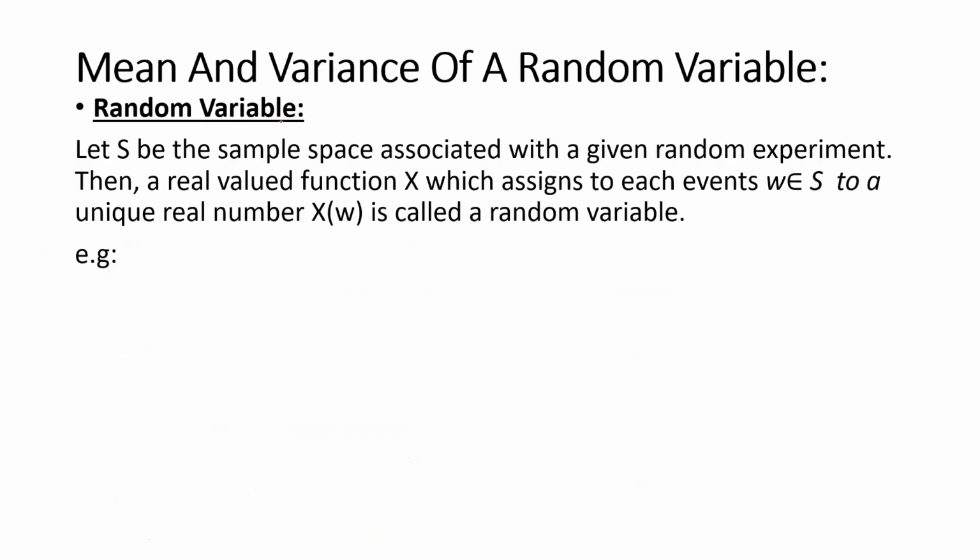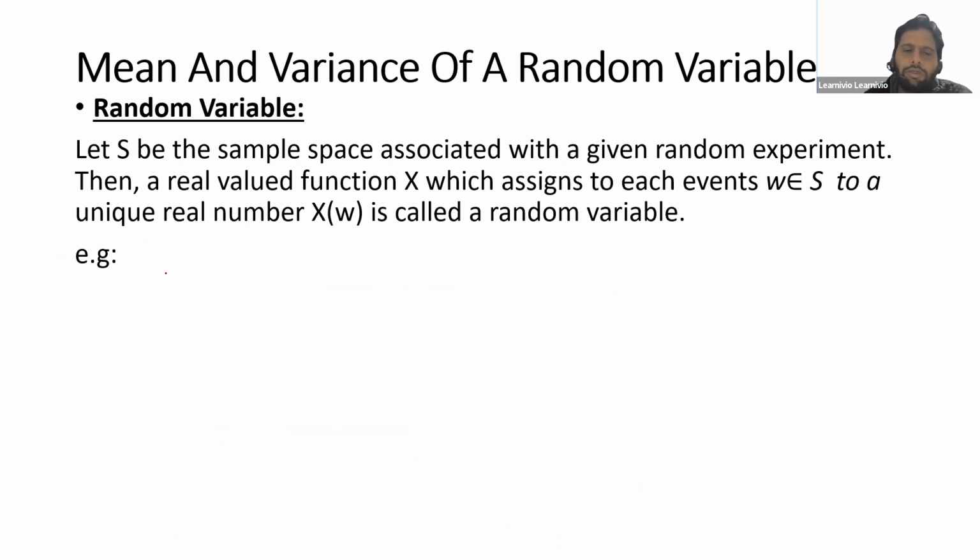Okay, now we are starting the next topic: mean and variance of a random variable. So next our topic is random variable. What is a random variable? Let S be the sample space associated with a given random experiment. A real valued function X which assigns to each event a unique real number is called a random variable. We will take an example.